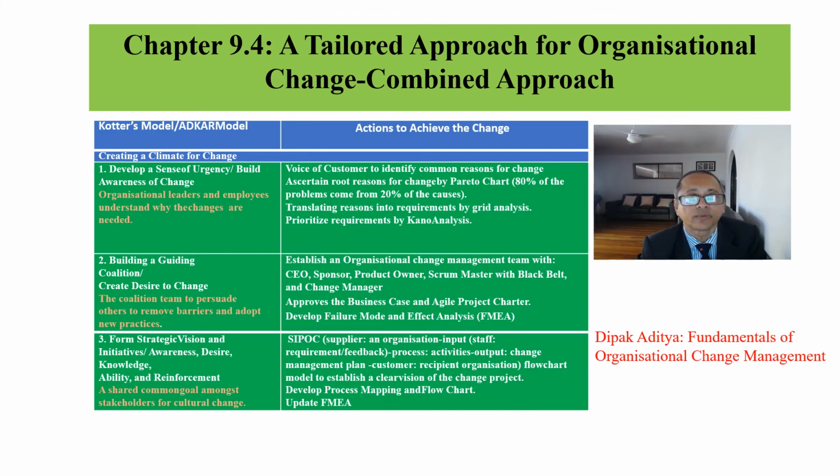The tailored approach, creating a climate for change. It has 3 steps. Develop urgency with awareness of ADKAR, building coalition accompanied by clear desire for change, and forming strategic vision with awareness, desire, knowledge, ability, and reinforcement. Please note, Kotter's is sequenced but not ADKAR. Creating urgency uses surveying and presenting the outcome to employees.